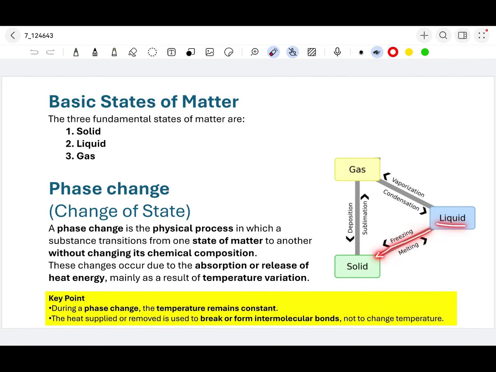This process is called freezing. If we cool a gas, it becomes a liquid. We call it as condensation. Some gases, they directly convert from gaseous state to the solid state. This process is called deposition.